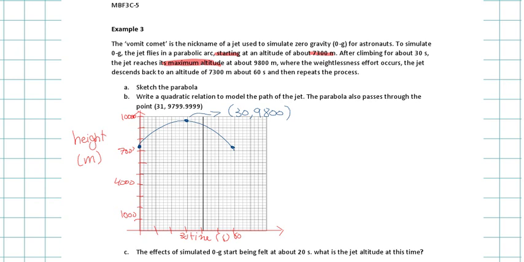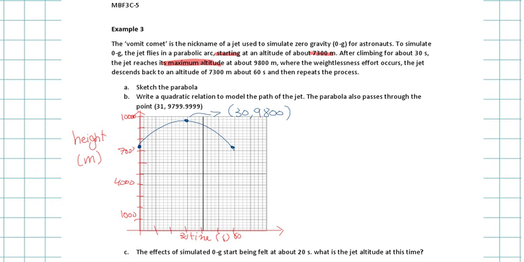Now, the second part of the question says, write a quadratic relation to model the path of the jet. The parabola also passes through the point (31, 9799.9999). There is a reason they gave you this point: they want you to use it. The other two points are approximate, they're not exact. So that's why we have to use the exact point.